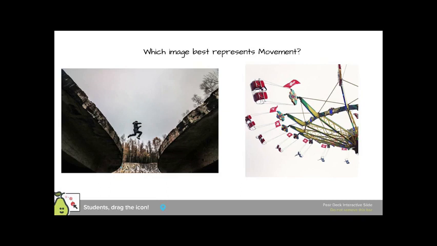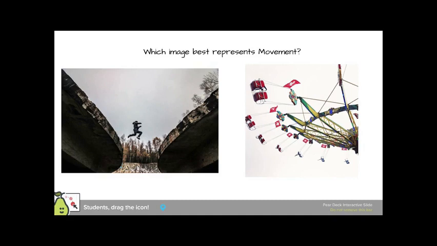All right, thank you. So yes, actually this is a trick question. Both images are representations of movement. You have the person here jumping from one side of the image to the next, which essentially moves your eye from the left-hand side over to the right, just by the person jumping.